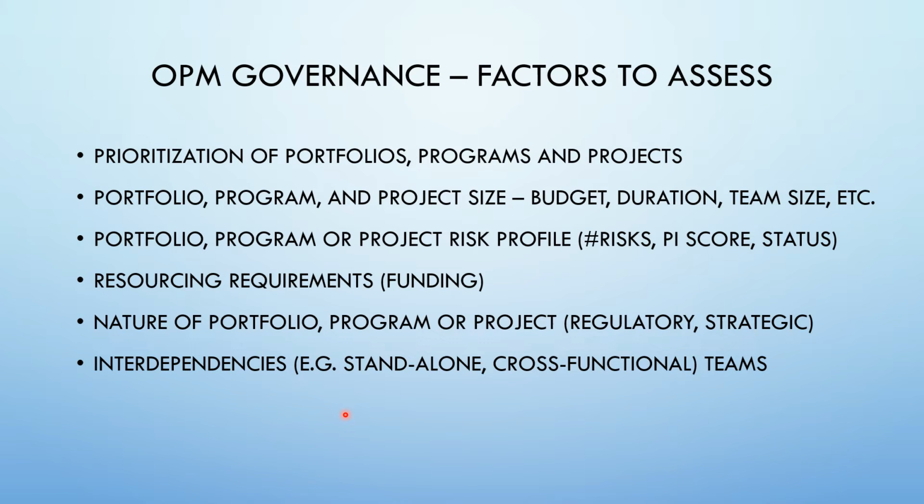Let's understand the OPM governance infrastructure. What are the factors they will consider as part of an assessment, right? So the OPM governance system will govern portfolios, programs and projects, right? So what are the areas or factors it is going to consider for assessment? It might use the following factors, like prioritization of portfolios, programs and projects, right? And portfolio, program and project size, like budget, duration, team size, etc. Portfolio, program and project risk profile, a number of risks, PI score, status, etc.